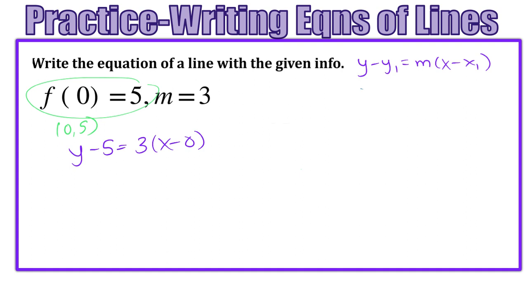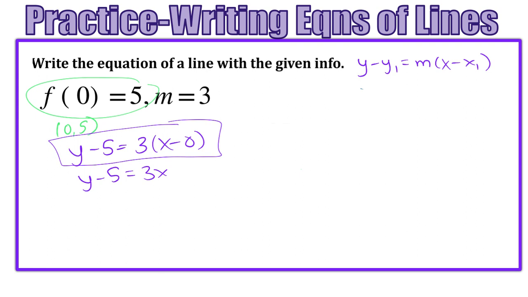Now it does seem a little silly to have x minus 0. You could simplify this to be y minus 5 equals 3x. And some of you will want to put it into slope-intercept form, which would be y equals 3x plus 5. But again, this is an acceptable final answer.